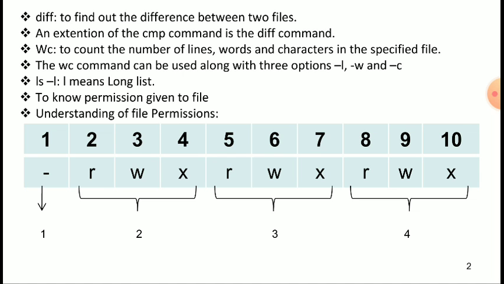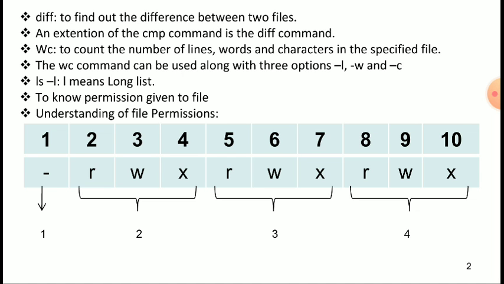Next command is WC. WC means to count the number of lines, words and characters in the specified file. So that is the command WC for word count. The WC command can be used along with three options: -l, that means lines, -w, that means words, and -c, that means characters.